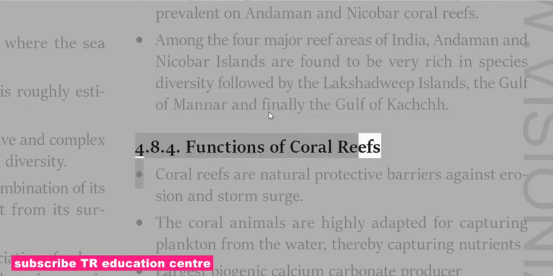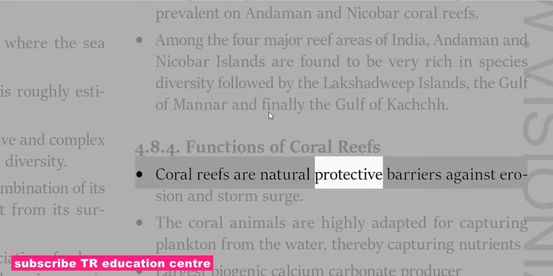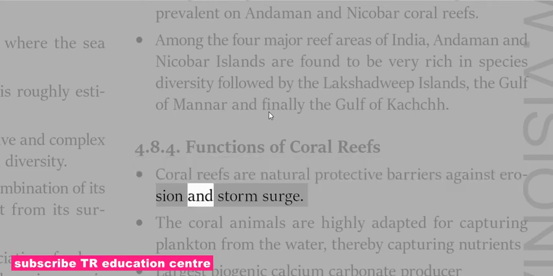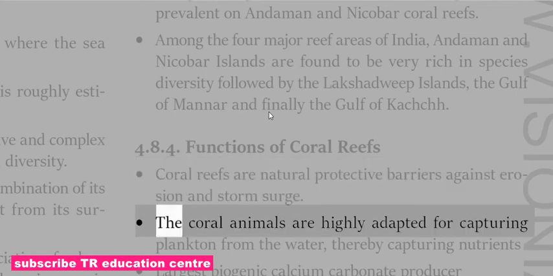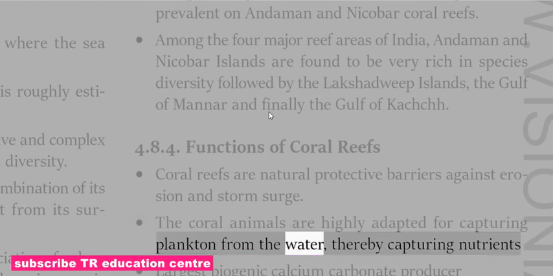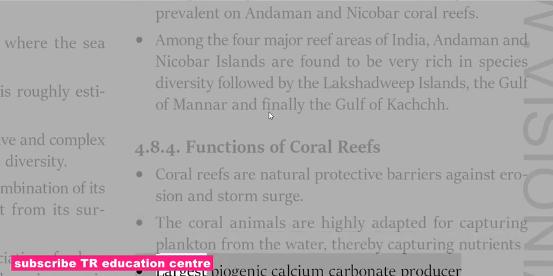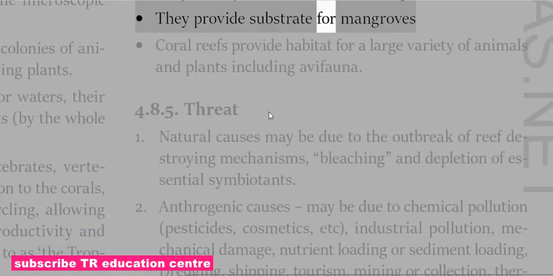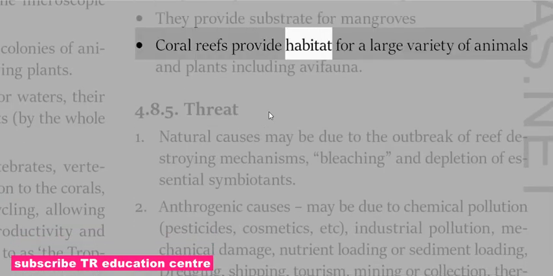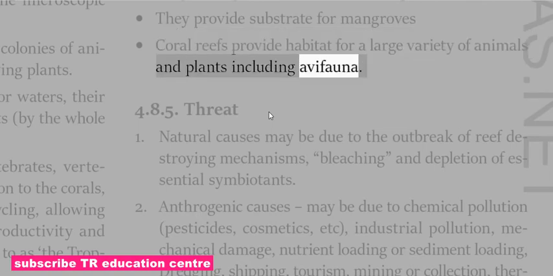Functions of coral reefs. Coral reefs are natural protective barriers against erosion and storm surge. The coral animals are highly adapted for capturing plankton from the water, thereby capturing nutrients. They are the largest biogenic calcium carbonate producer. They provide substrate for mangroves. Coral reefs provide habitat for a large variety of animals and plants including avifauna.